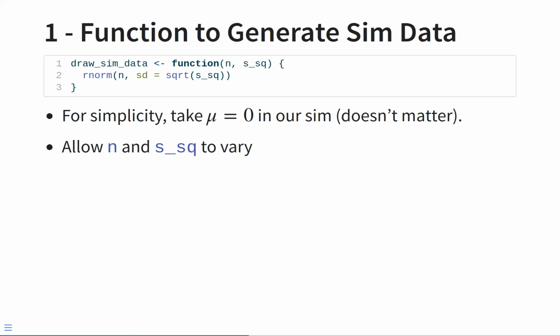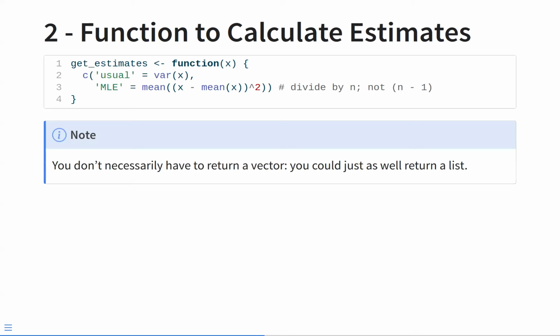This is going to be important later on because those will be the 2 parameters that we want to allow to change and see how that impacts the simulation. In particular, what we want to see is how the bias is affected by n and s squared. And in order to allow this, we need a function that can draw simulation data for different combinations of these parameters. Step 1 was very straightforward. Step 2 is also pretty straightforward.